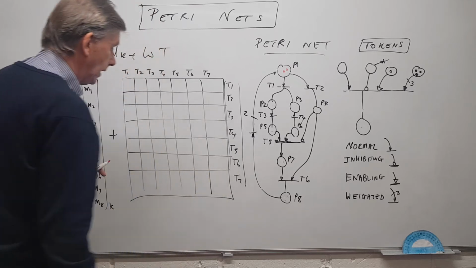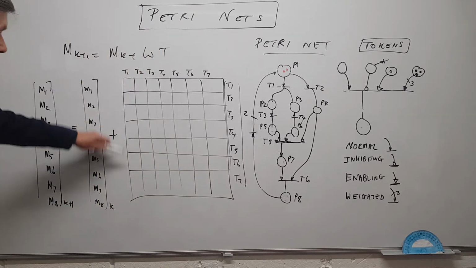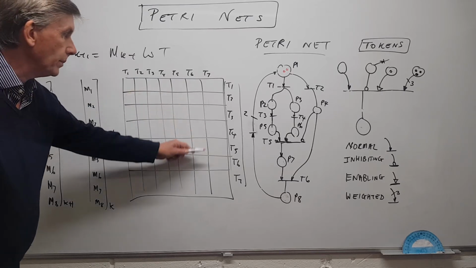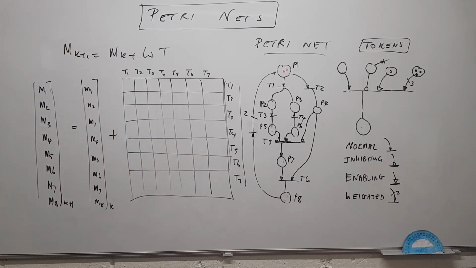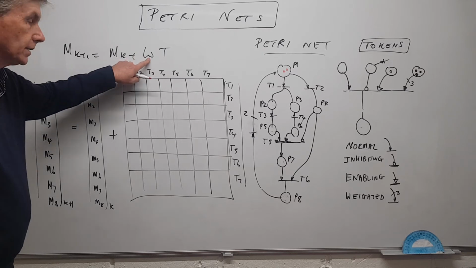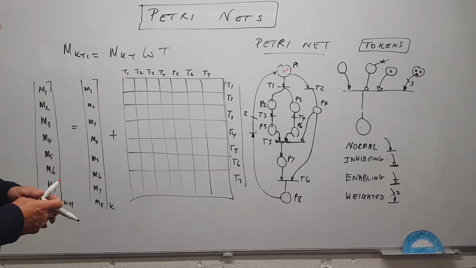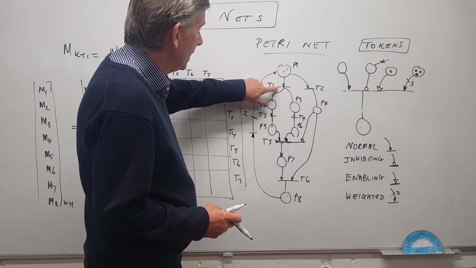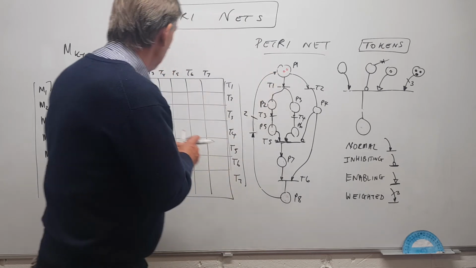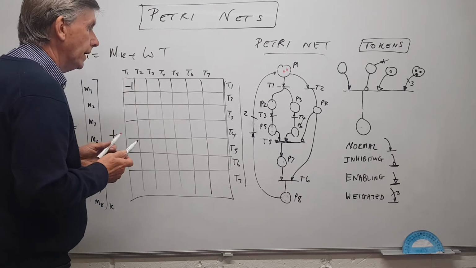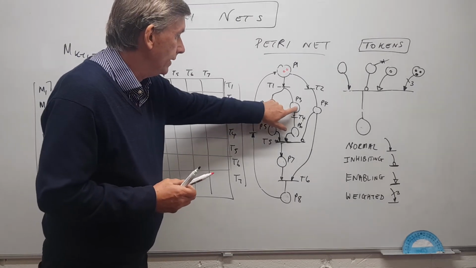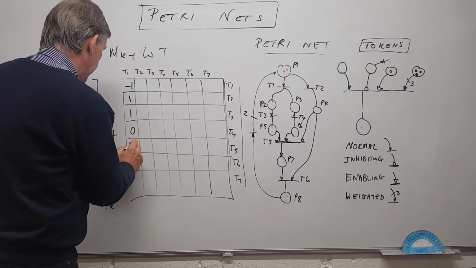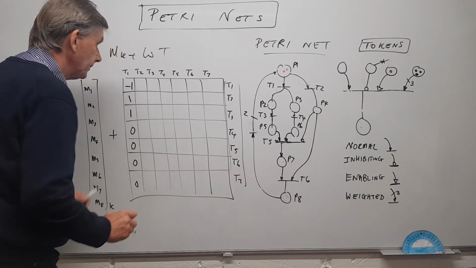So here's our 8 by 7, and now we've got to fill up this matrix to get our incidence matrix. If we fire T1, P1 loses a token, so that's going to be -1 in there. But P2 and P3 gain a token, so it's going to be a 1 and a 1 in there. And the rest of it is going to be 0.